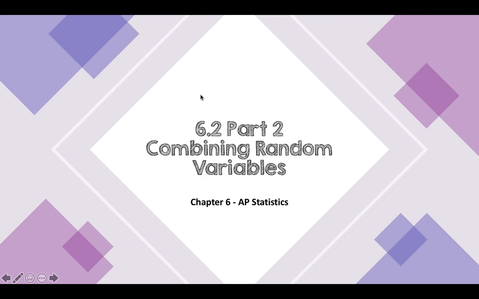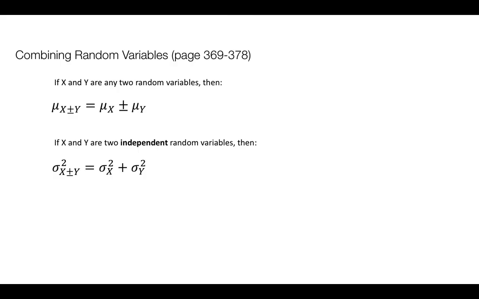Hi, this is the second part of 6.2 on combining random variables. This information is on pages 369 to 378, so I suggest that you read that.